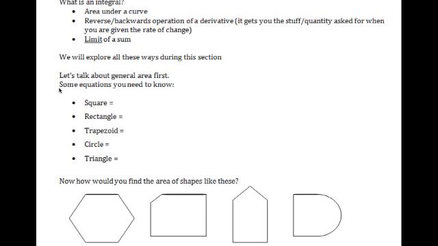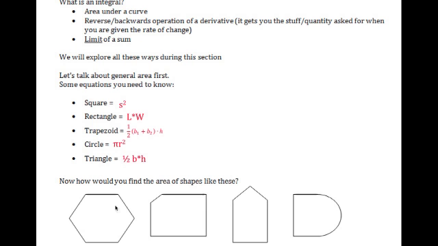So here are some equations you need to know. Please make sure you write these down. You'll definitely need to know the area of a square. It's just sides squared. You'll also need to know the area of a rectangle, length times width, and the area of a trapezoid. It's a hard one, but you need to have it memorized: 1/2 the first base plus the second base times the height. Area of a circle you should know by now is pi r squared. And area of a triangle, 1/2 the base times the height.